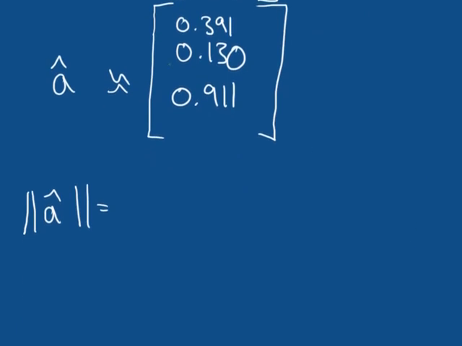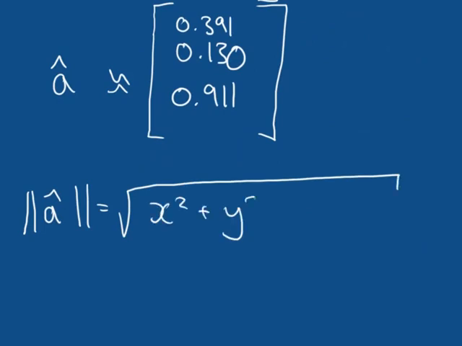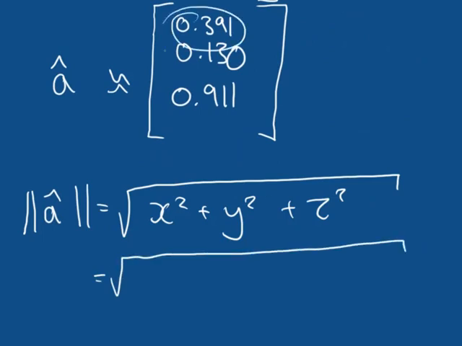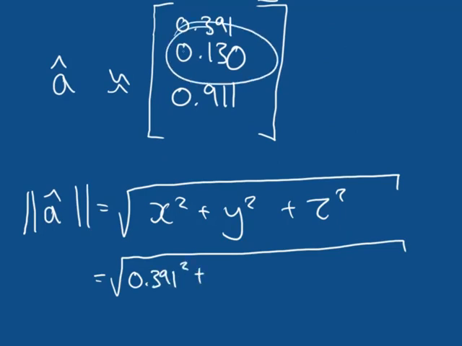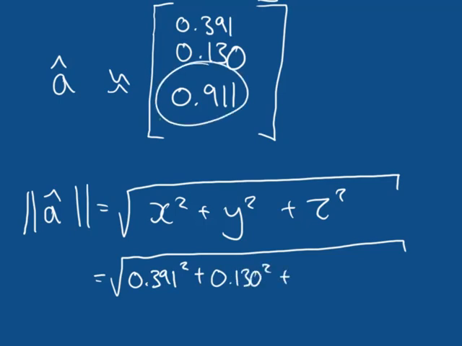So the length of our unit vector is going to be equal to the square root of x squared plus y squared plus z squared, which we know is equal to the square root of 0.391 squared plus 0.130 squared plus 0.911 squared.